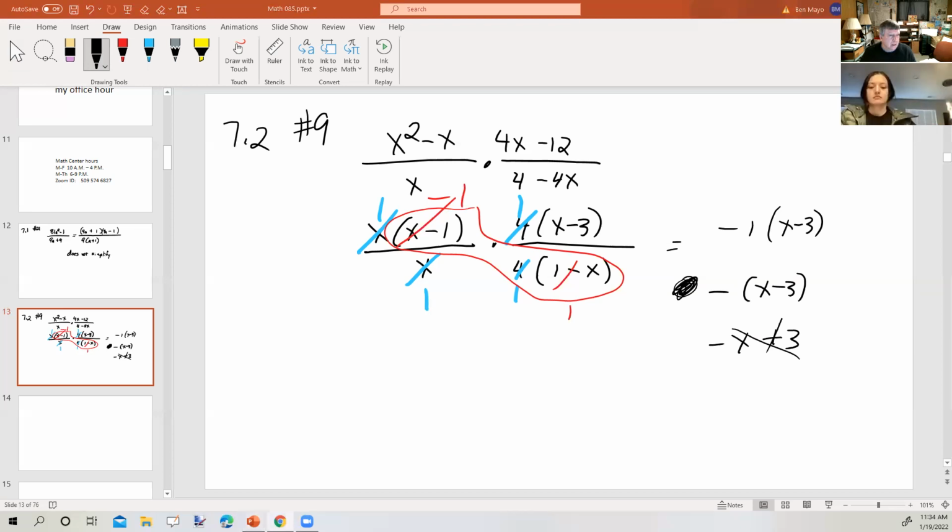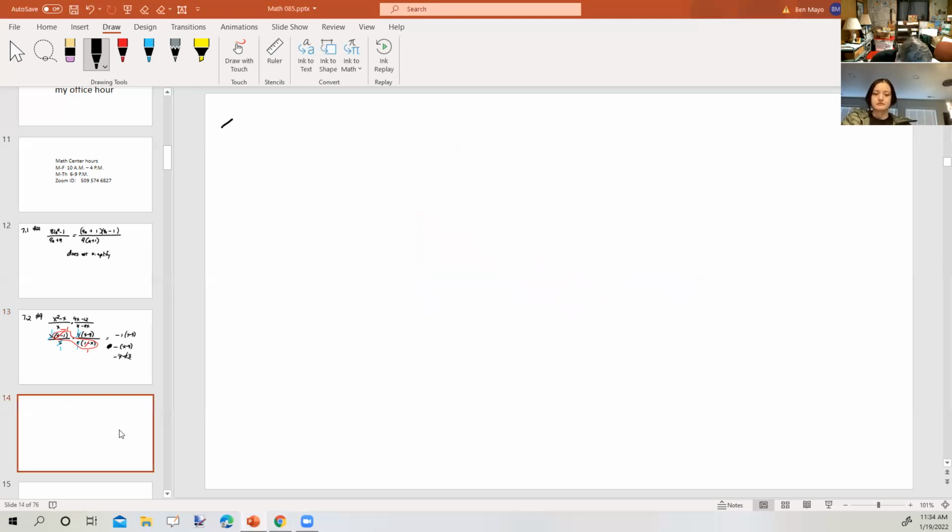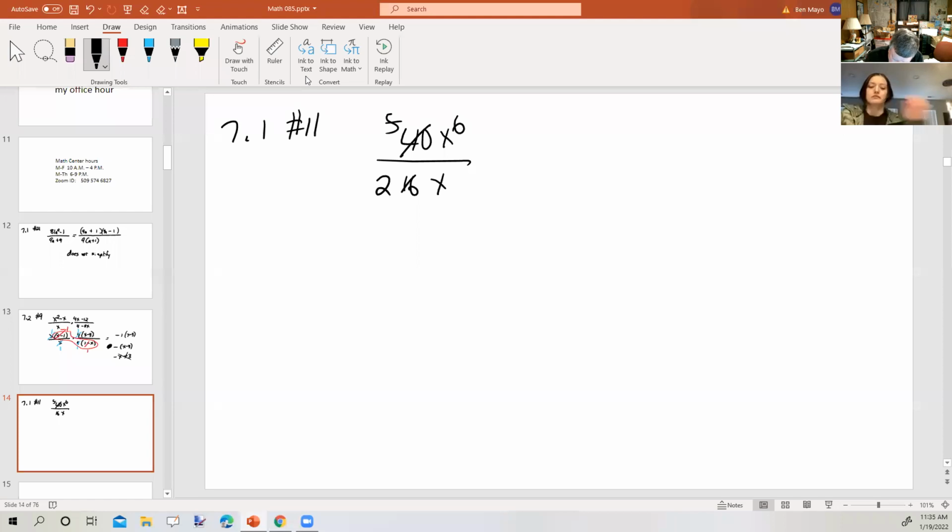Okay. Let's see. Here. And 7.1. All right, this is 7.1, number 11. Says simplify, assume that the denominator is not 0. 40x to the 6th divided by 16x. Okay, so 40 over 16 could be reduced. We could take out an 8 and get a 5, take out an 8 and get a 2.